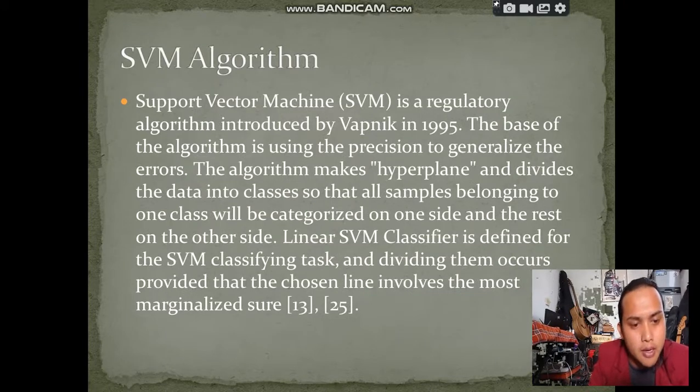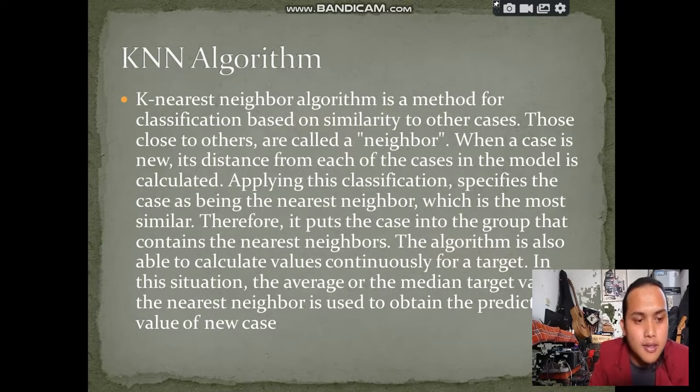The second one is the SVM algorithm. Support vector machine, or SVM, is a supervised algorithm introduced by Vapnik in 1995. The base of the algorithm is using precision to generalize the errors. The algorithm makes a hyperplane and divides the data into classes so that all samples belonging to one class are categorized on one side and the rest on the other side. A linear SVM classifier is defined for the SVM classifying task, and dividing occurs provided that the chosen line has the largest margin.